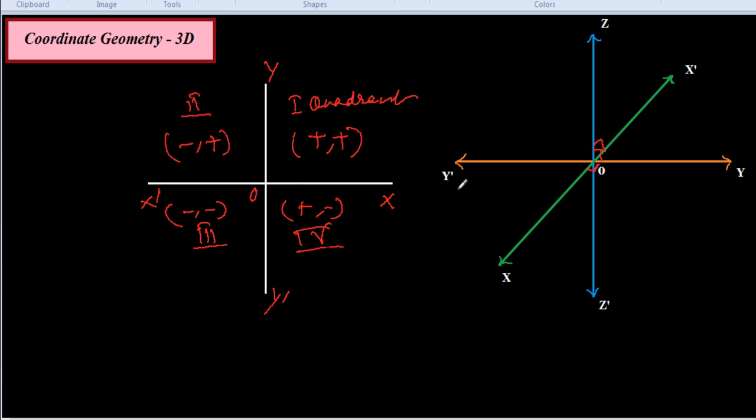But in 3 dimensions we get 8 octants. You see here in this space, the whole space, all the 3 axes divide it into 8 parts. The first part, with x, y and z, this upper part, is called the first octant, and then second, third, fourth. We cannot give the names in a serial order.